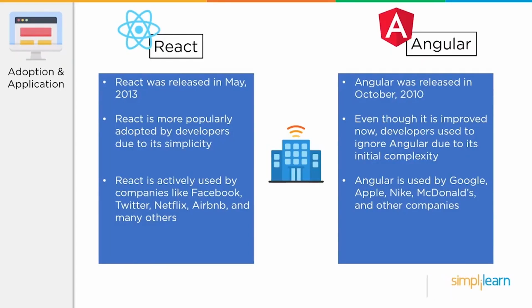When it comes to Angular, it was released in October 2010. Even though it is improved now, developers used to ignore Angular due to its complexity at the time of its release. Angular is used by Google, Apple, Nike, McDonald's, and other companies.